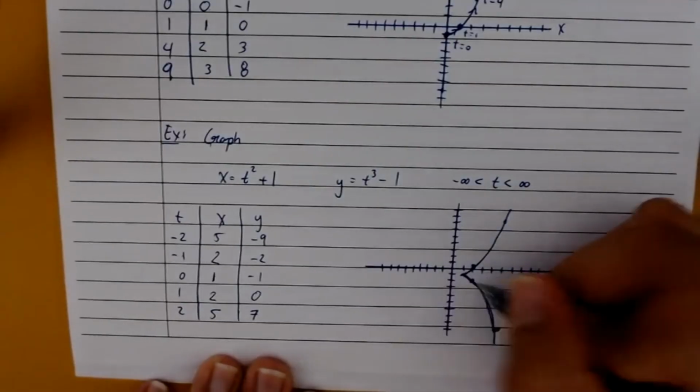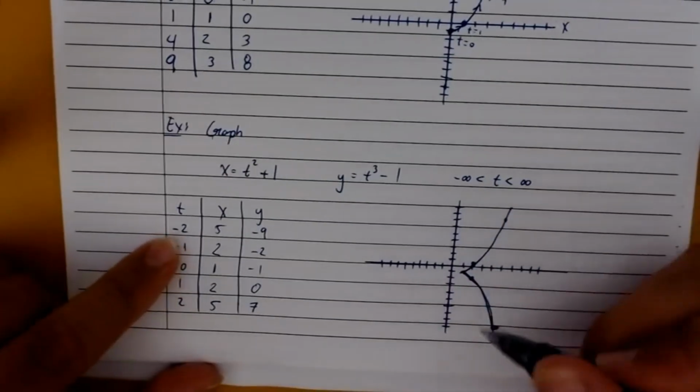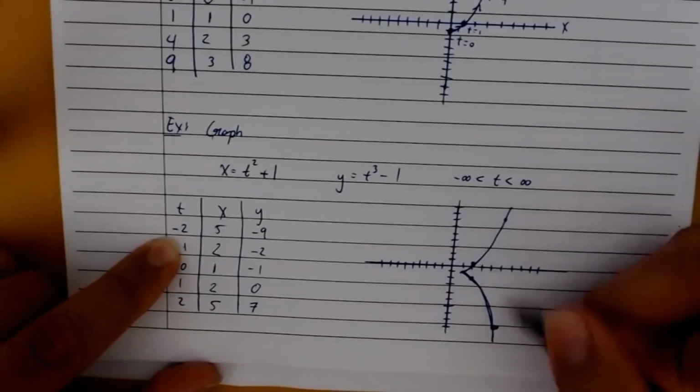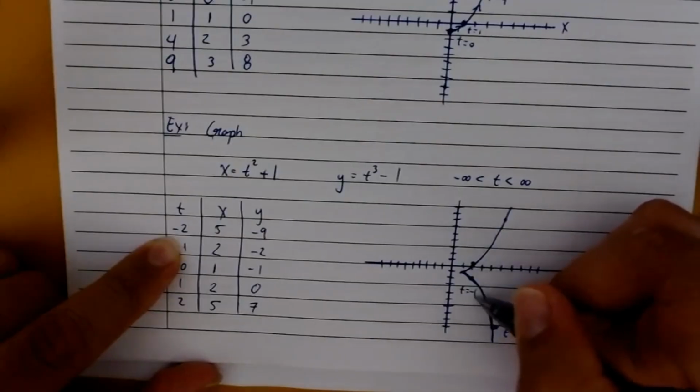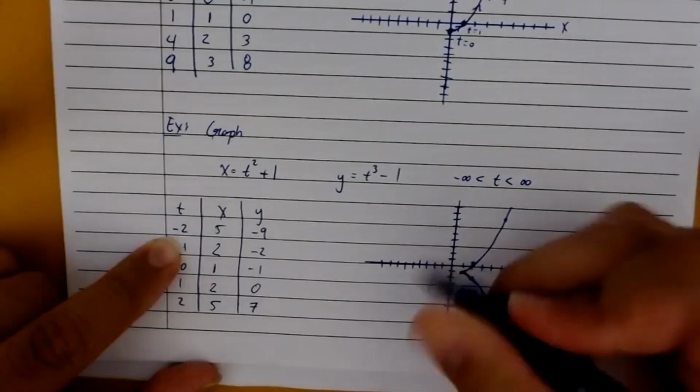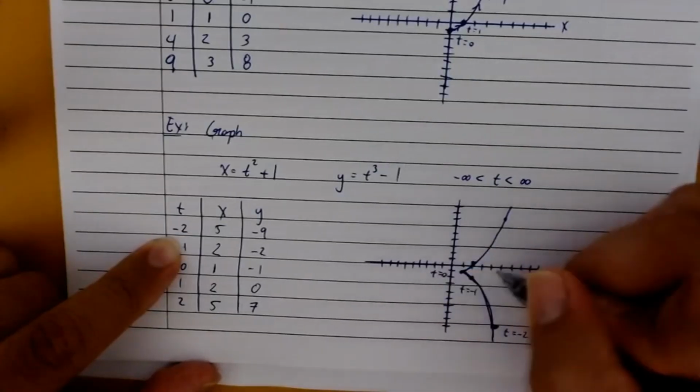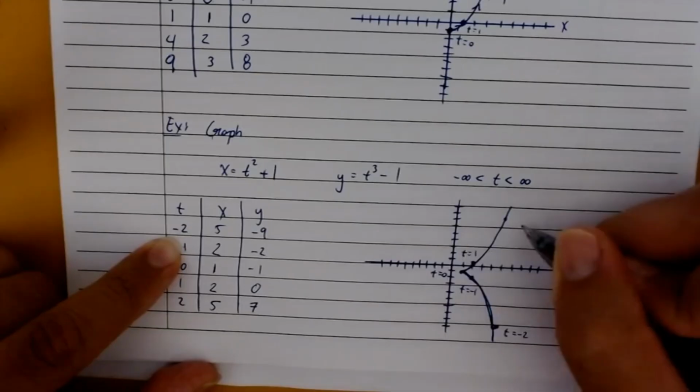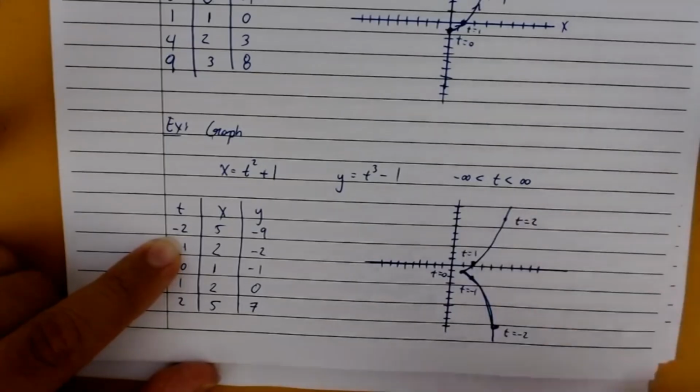Here, let's go ahead and label our t values. t was equal to negative 2 over here. At 5, negative 9, we have t is equal to negative 2. And over here, t is equal to negative 1. Here at this cusp, you have t is equal to 0. And then at this point, t is equal to positive 1. And then t is equal to positive 2.